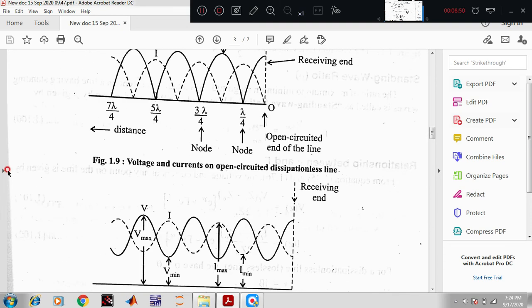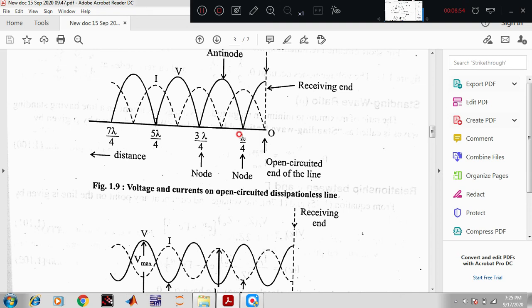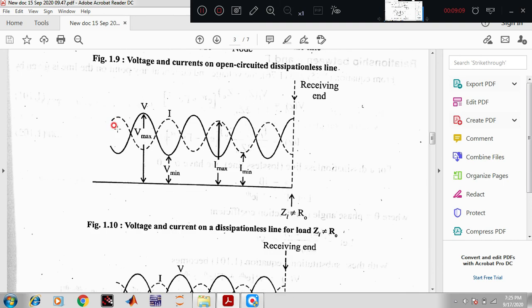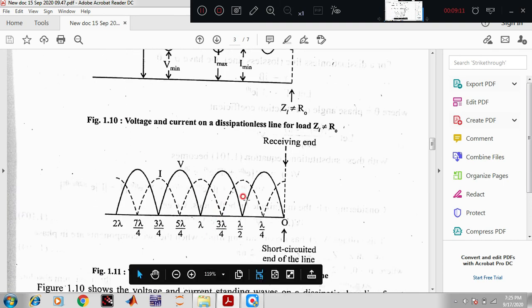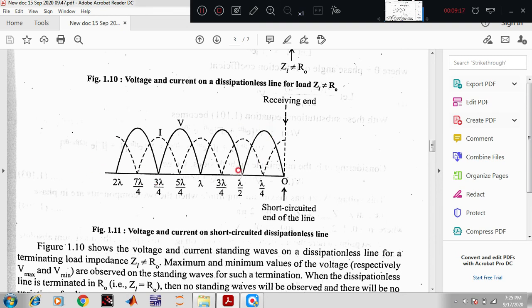Nodes, so you can observe here, right? So these are the nodes, lambda by 4, 3 lambda by 4, 5 lambda by 4, and so on. This corresponds to what? The voltage. And for current it is 0, lambda by 2, 2 lambda by 2, and 3 lambda by 2. Similarly, for the short circuited end, you can see it. Again these peaks are antinodes and these are nodes, right?